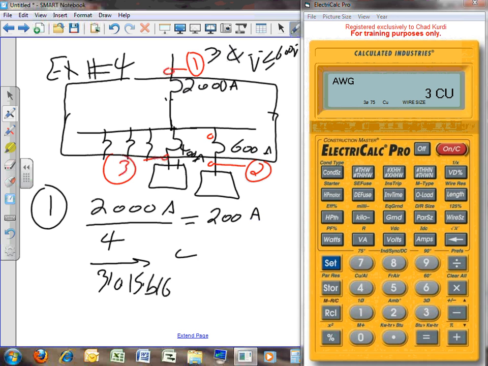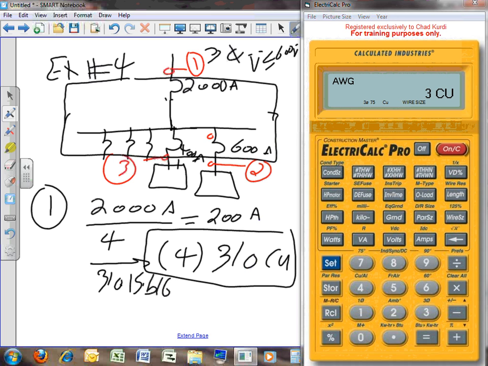So this is 4 conductors, 3 aught, copper, of course, CU. Yes, sir. How do you get 200 there? Isn't there 550,000 divided by 4? Sorry, oh, right. I divided by 10. I'm going to take 10 runs. I divided by 10 to give me 200. Why 200? Because 200 gives me the 3 aught. You look at the table.